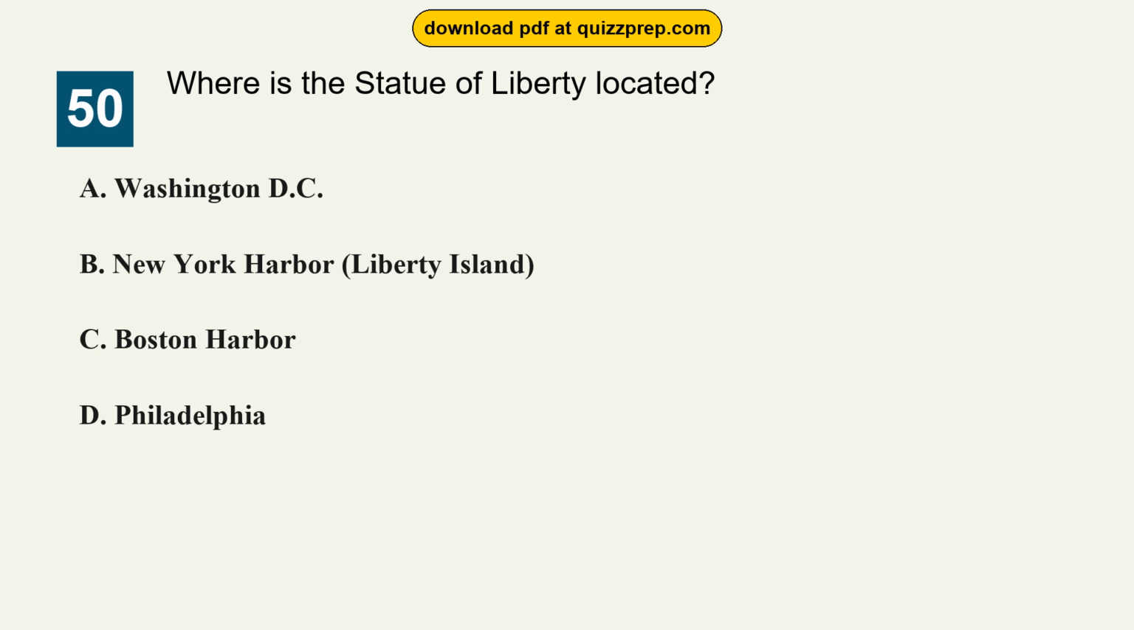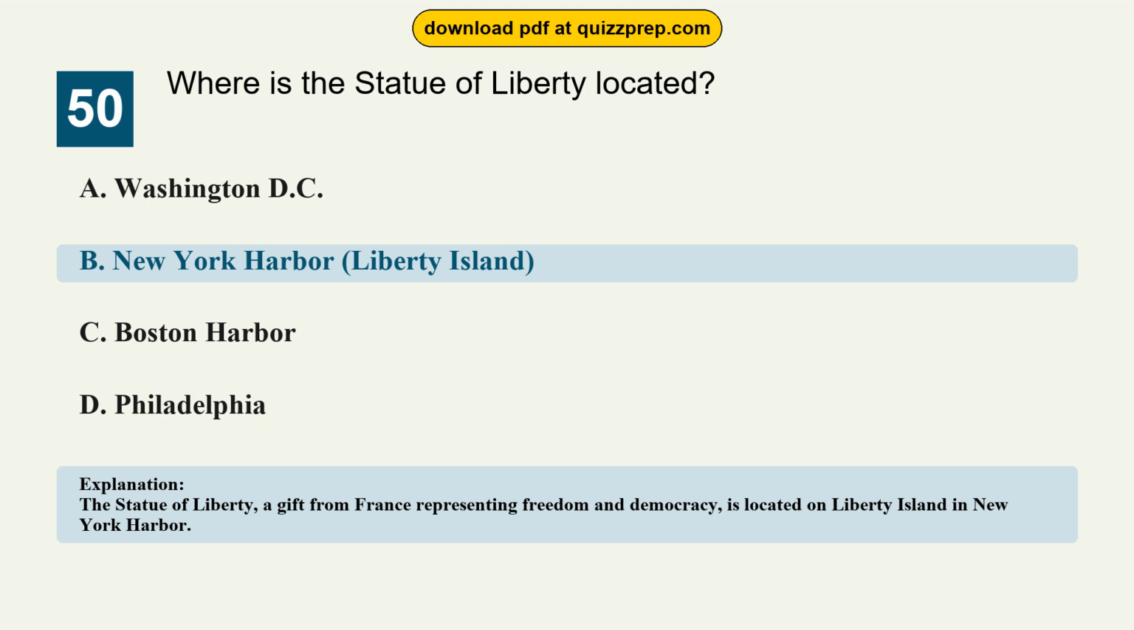Question 50. Where is the Statue of Liberty located? Option A, Washington, D.C. Option B, New York Harbor, Liberty Island. Option C, Boston Harbor. Option D, Philadelphia. The correct answer is option B, New York Harbor, Liberty Island. The Statue of Liberty, a gift from France representing freedom and democracy, is located on Liberty Island in New York Harbor.